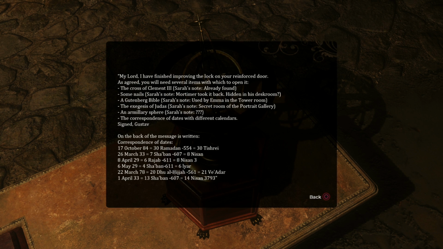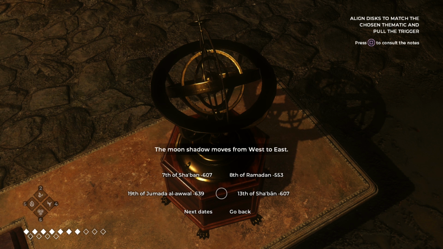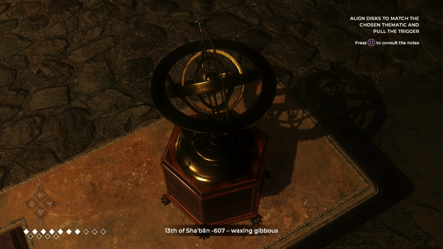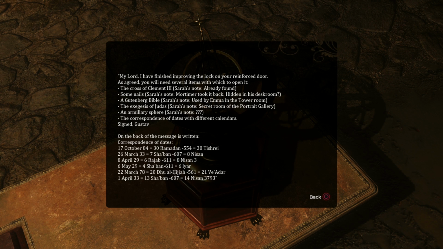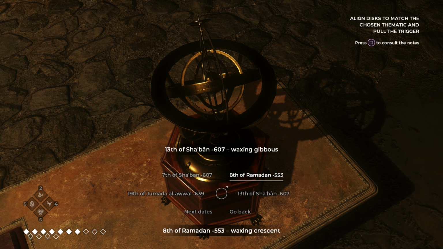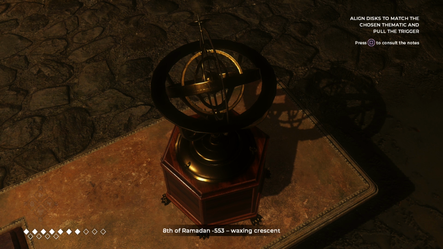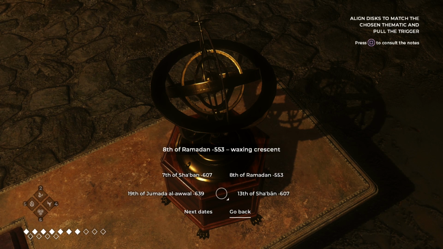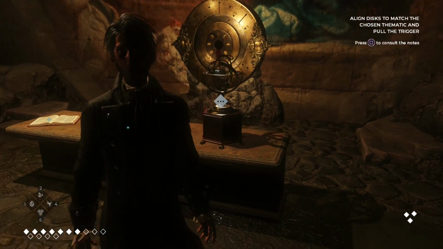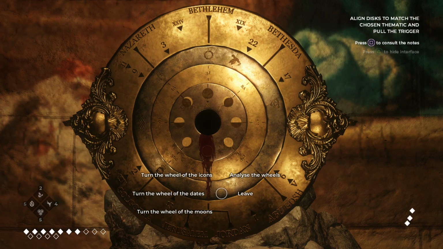Okay, so then these... Okay, I recognize some of these things. So we need to figure out... 13th of Shaban, 607. Waxing gibbous. Gotcha. Okay. 8th of Ramadan. So we're gonna need to figure out which one we want to line up. 553. Waxing crescent. But can we actually, like... Oh, maybe we just operate with these levers.